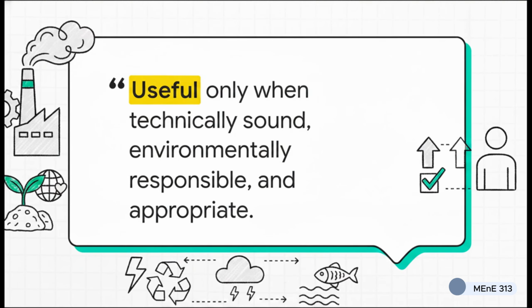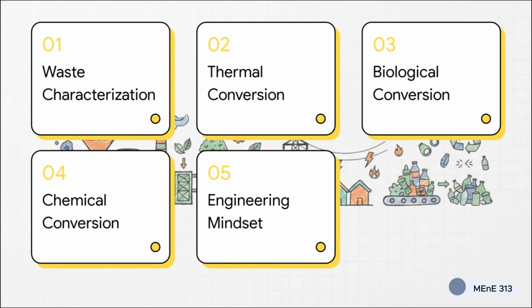Okay, let's dive into this with a quote straight from the manual. It says, "A technology is useful only when it is technically sound, environmentally responsible, and appropriate." I really want you to keep this cautionary, evidence-based philosophy in mind for literally every single system we evaluate this semester. Because waste-to-energy isn't just about producing power, it's about making tough decisions that ultimately protect public health and the environment. So here is our roadmap for the syllabus.